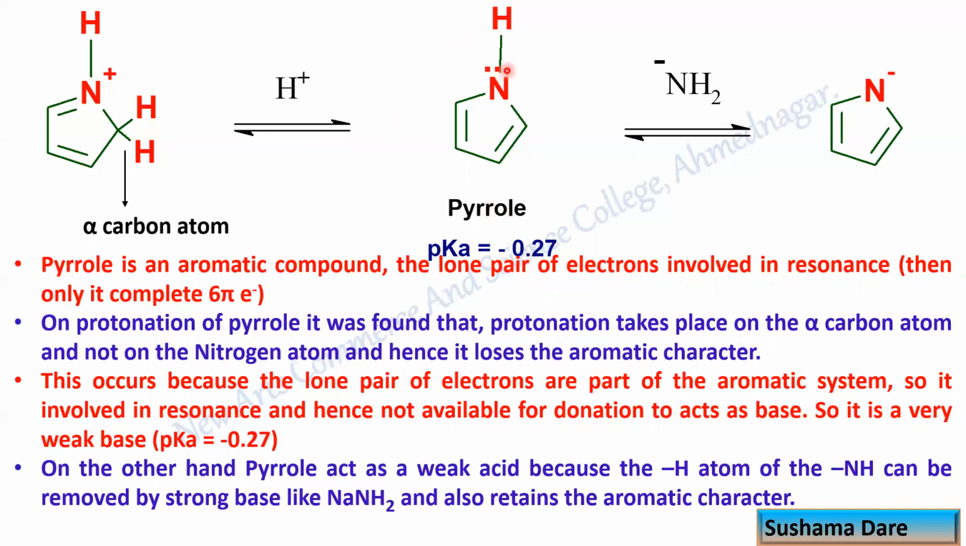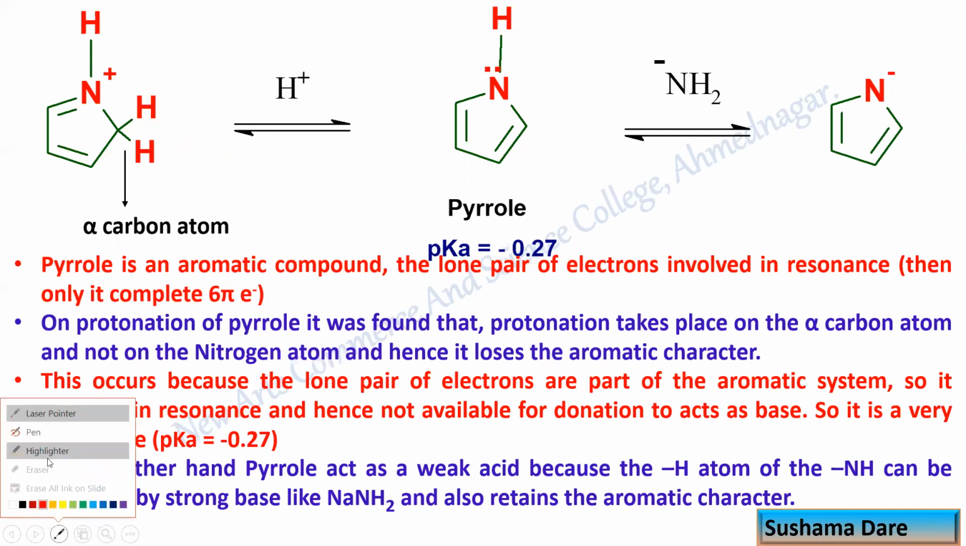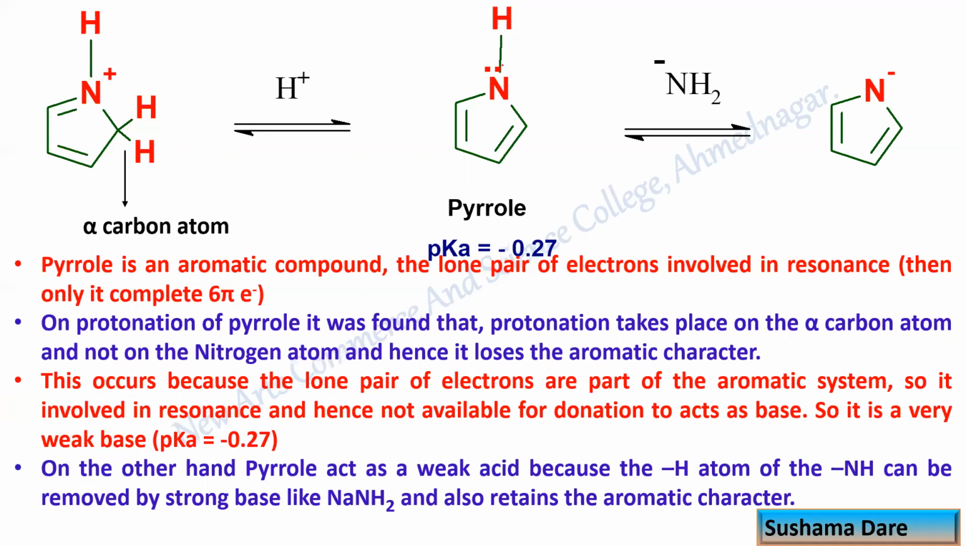Now this electron pair of this nitrogen. Pyrrole is an aromatic compound, so this electron pair is involved in resonance. These two electrons and these two electrons, so these 6 pi electrons are part of our aromatic system. As it is part of the aromatic system, this electron pair is involved in resonance. So you can see this is involved in resonance, hence the electron pair is not readily available for donation.